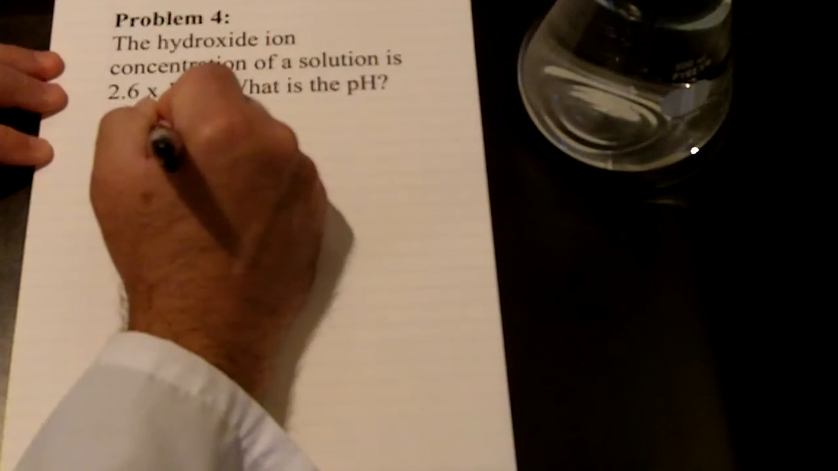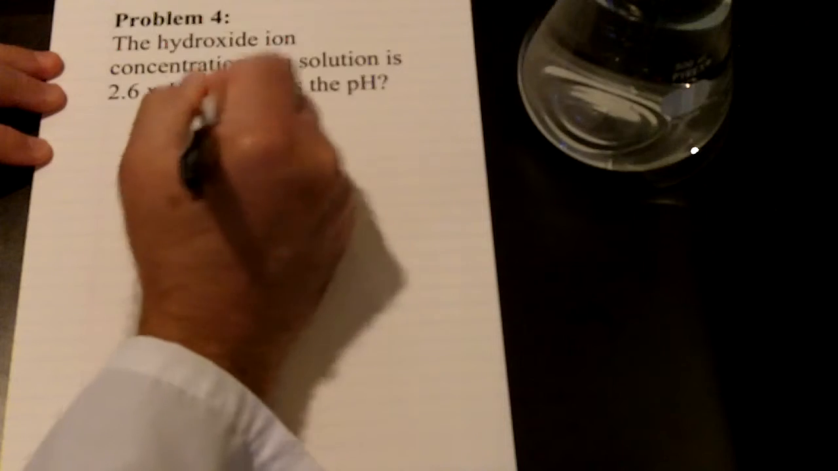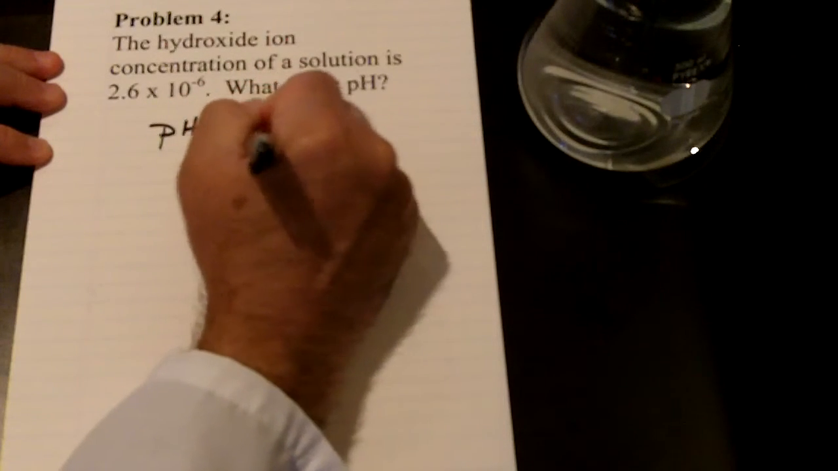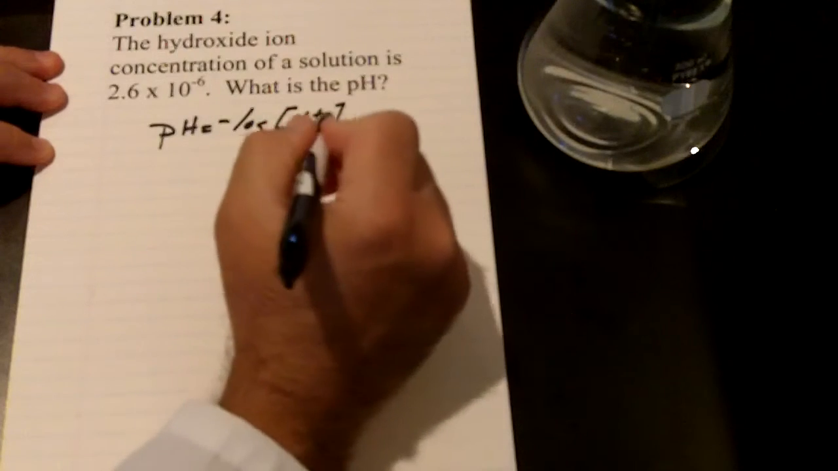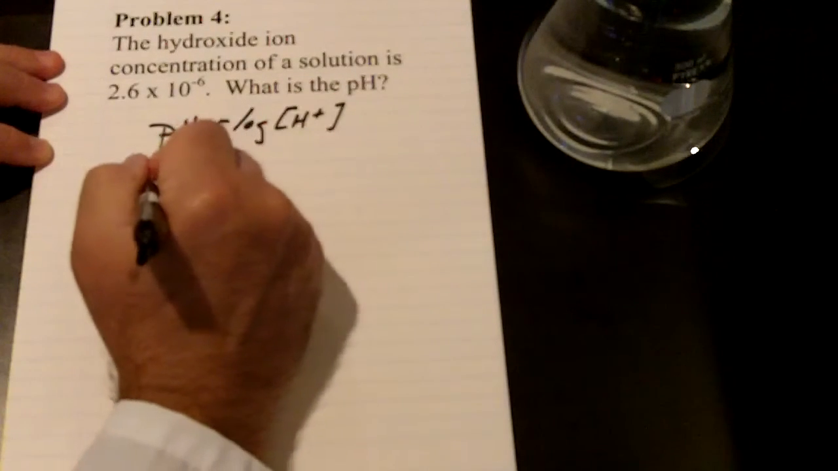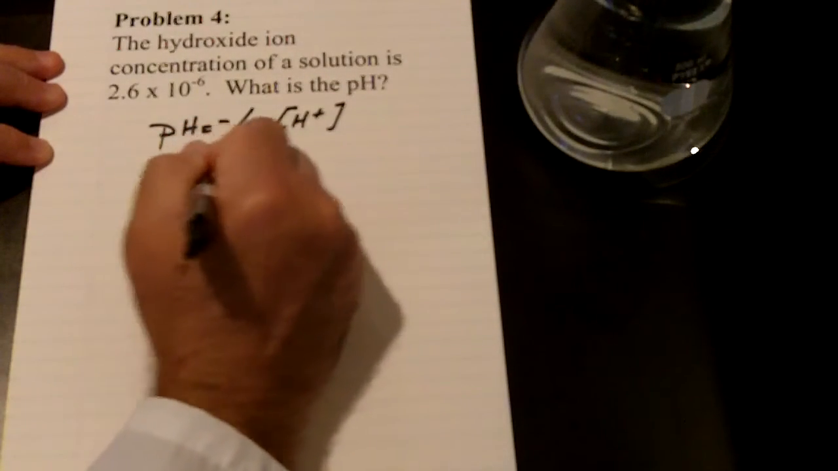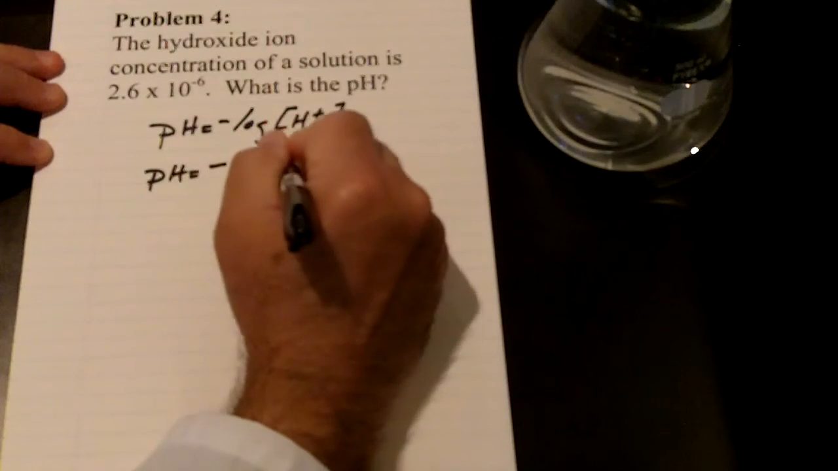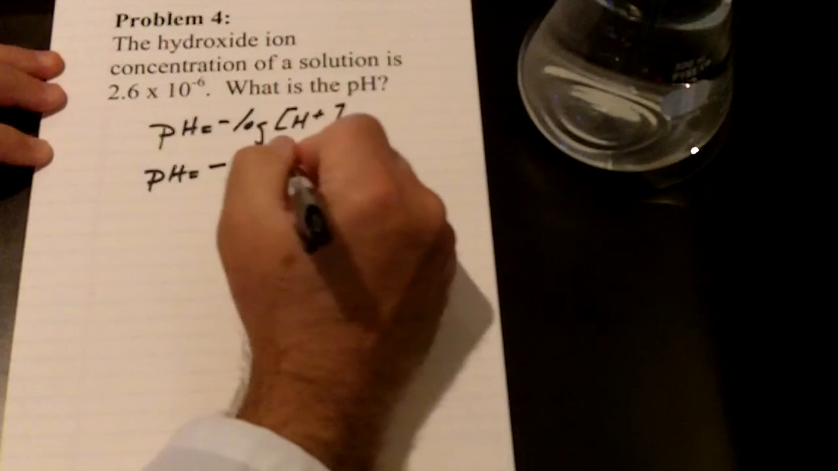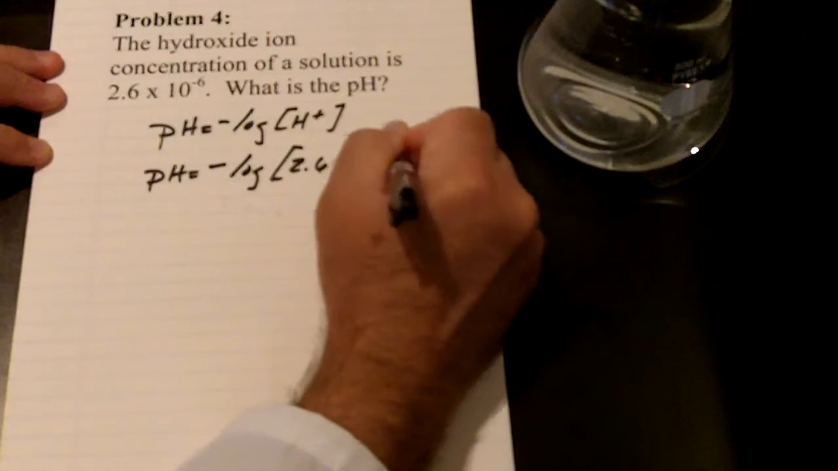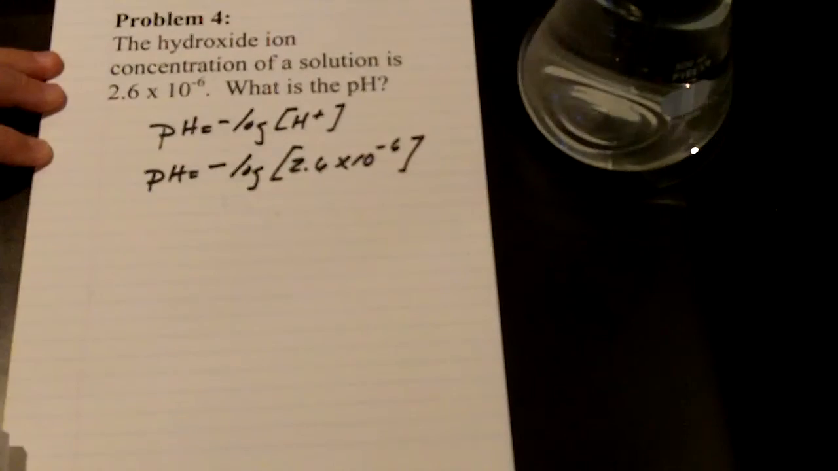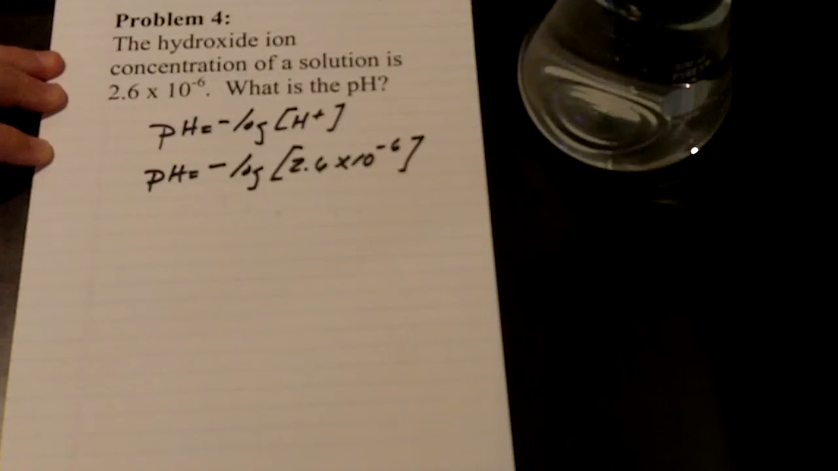But here we go. The formula that we're going to use is pH is equal to minus the log of the hydrogen ion concentration. Remember, I could have put hydronium in there if I'd wanted to. So the pH then is equal to minus the log of this value, 2.6 times 10 to the negative 6, just like that. So now I'll just get out the calculator and plug those numbers in.